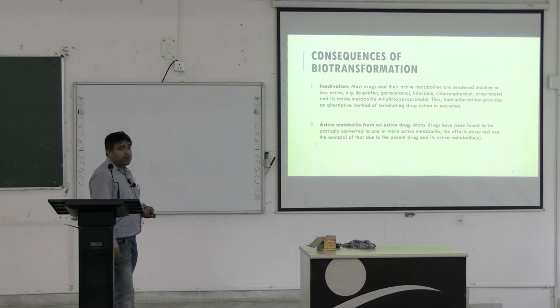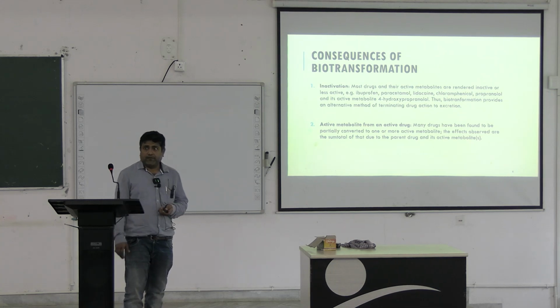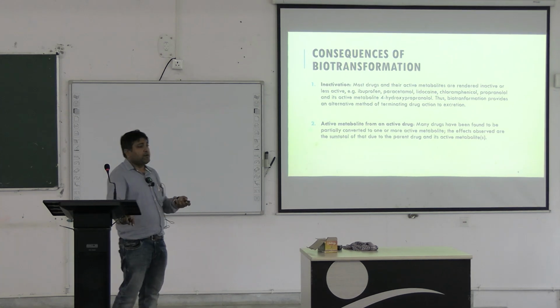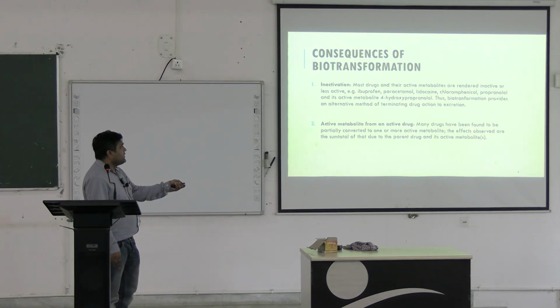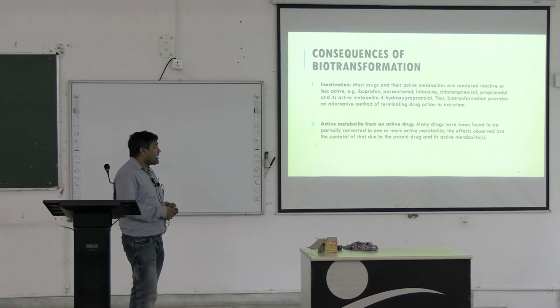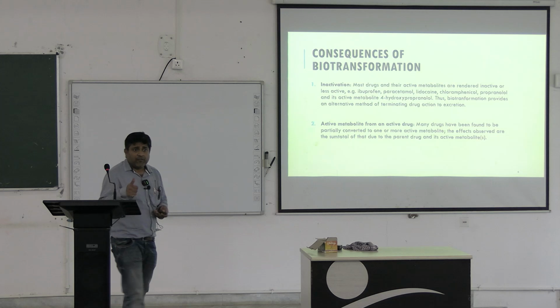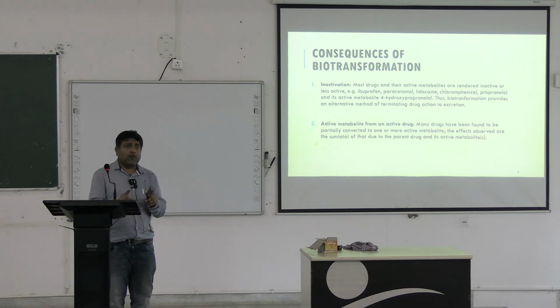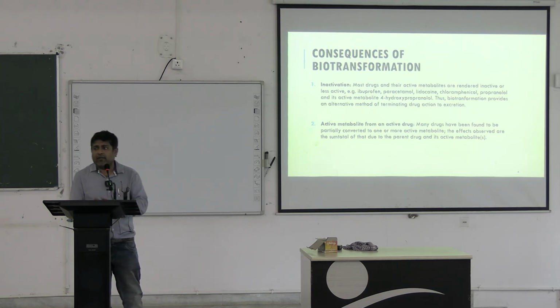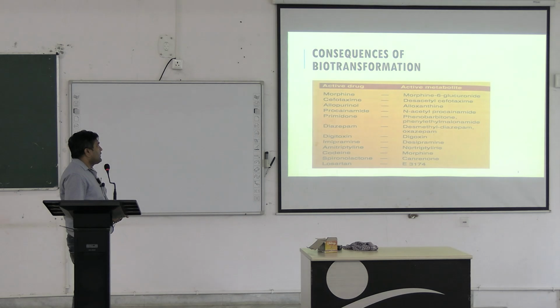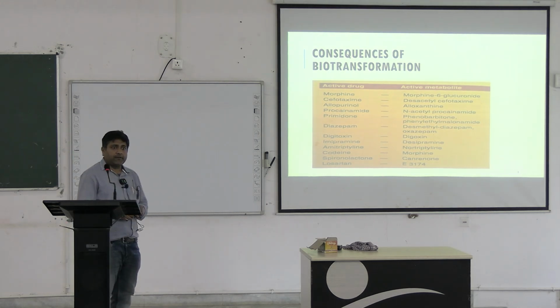Active metabolite from an active drug. The drug is active and then an active metabolite is produced. Many drugs have been found to be partially converted to one or more active metabolites, and the effects are the sum total of the active drug and the active metabolites that are produced. These are the examples of an active drug converted to an active metabolite.